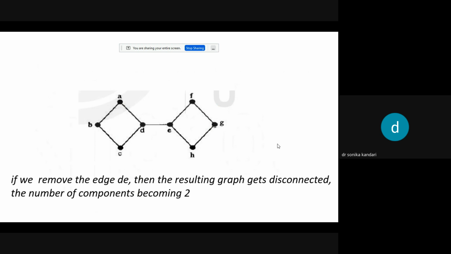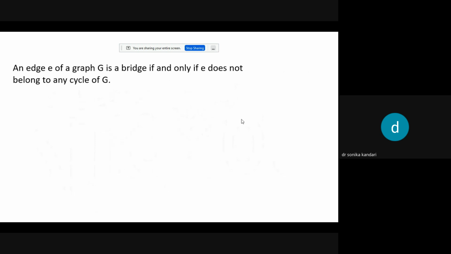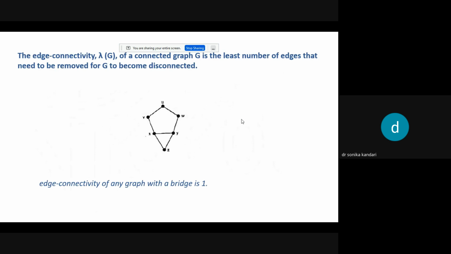Good. If you remove the edge DE, the resulting graph gets disconnected. And what do you mean by edge connectivity? It means the number of edges that we need to remove to make the graph disconnected. Fine. In this graph, tell me how can we make it disconnected?